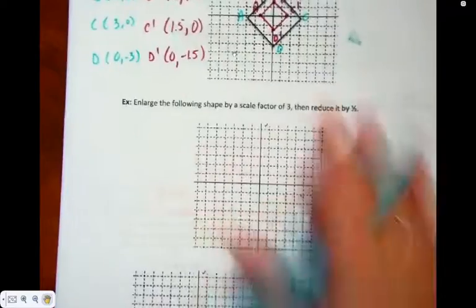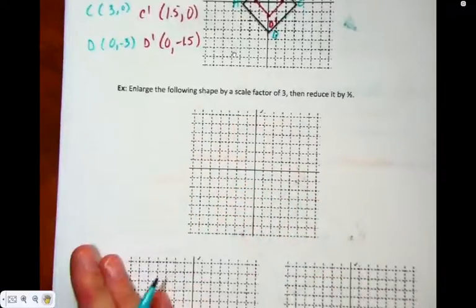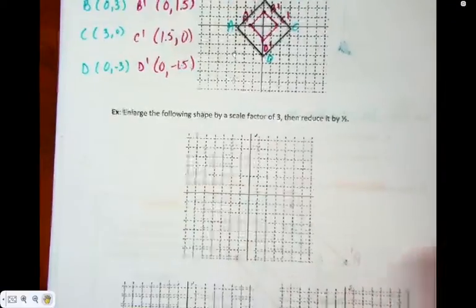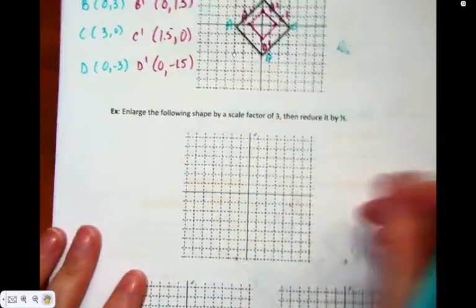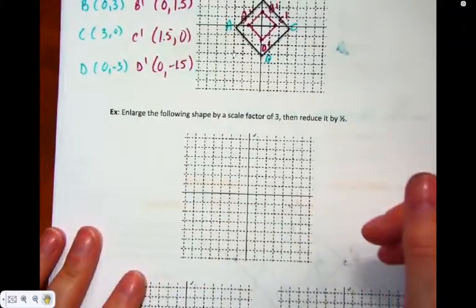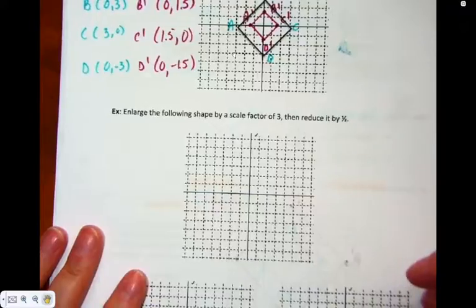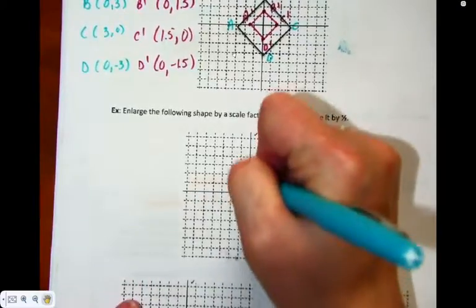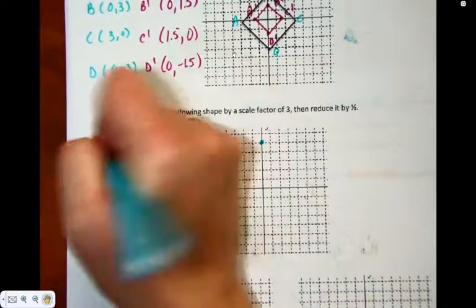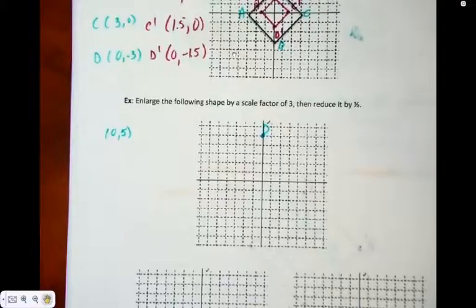Second example, we're going to create ourselves, and then we're going to enlarge it by 3 and reduce it by half. David, give me any coordinate point on the plane. 0, 5. Okay, put a point at 0, 5. And we're going to call it D for David.